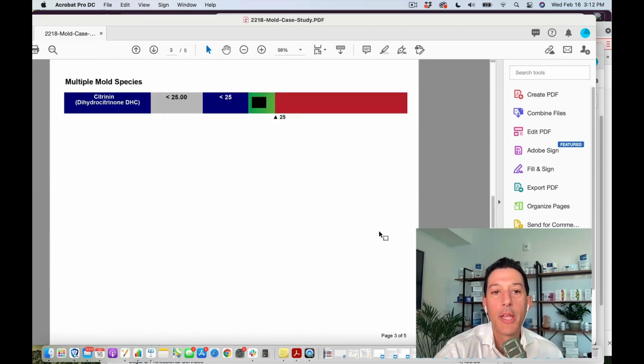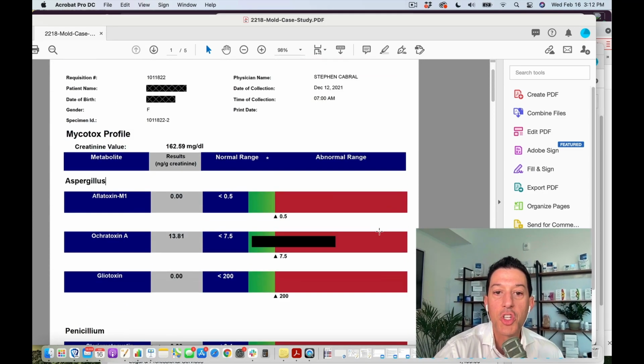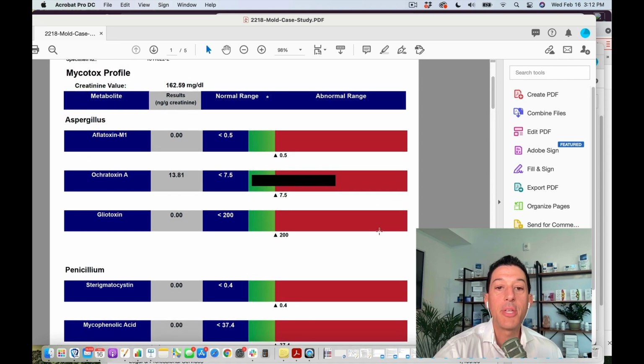But we want to make sure that we also share with you that just because you do have high mold doesn't mean that you can't recover. The first thing we want to do, and this is really important, the way that you get over mold is not just doing a mold protocol.